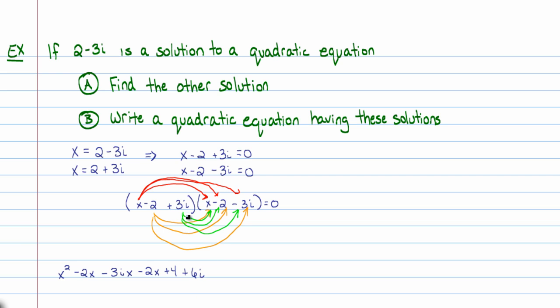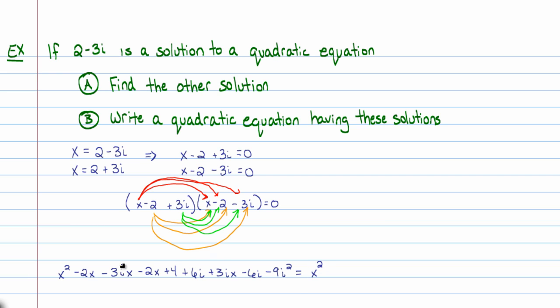And now we start going to the stuff with green. 3i times x is a positive 3ix. 3i times a negative 2 is a negative 6i. And finally, positive 3i times a negative 3i is going to be a negative 9, i times i is an i squared. We'll talk about that in a moment. But let's at least combine like terms.